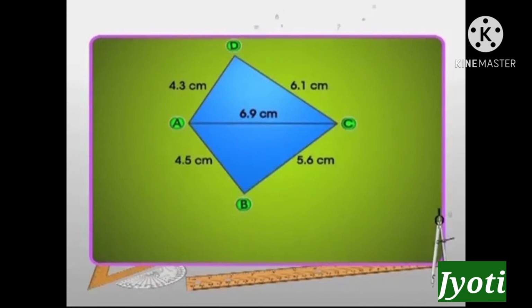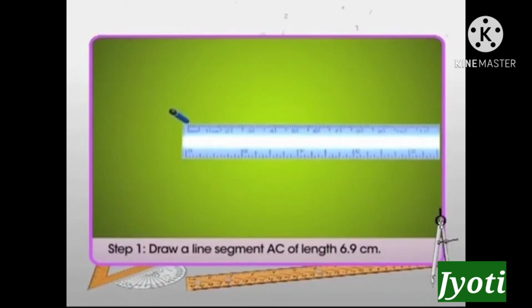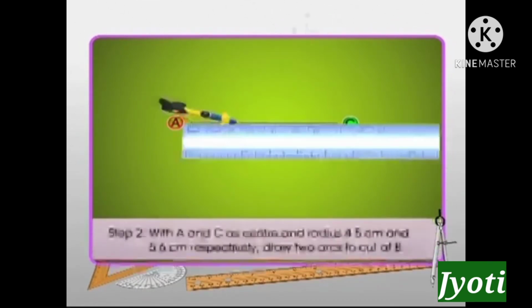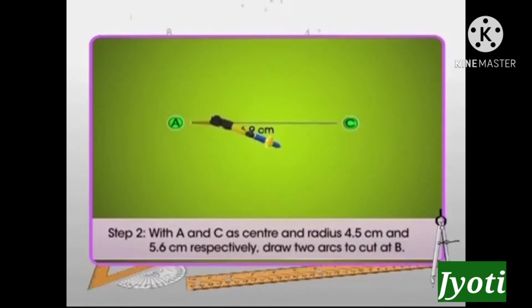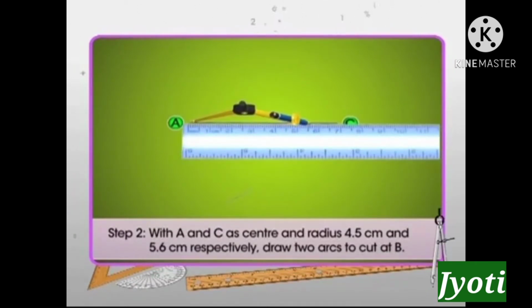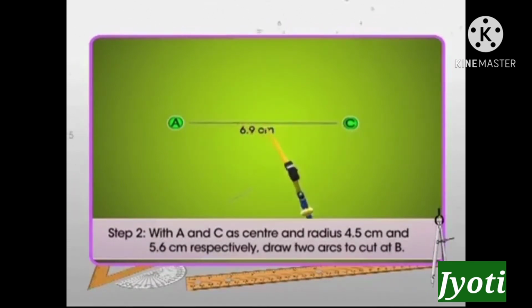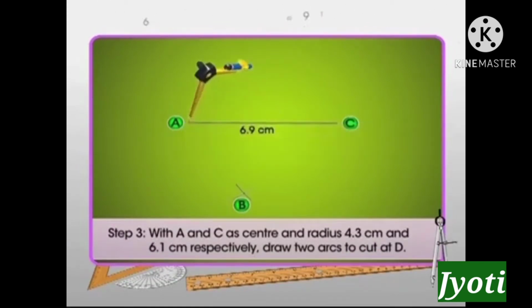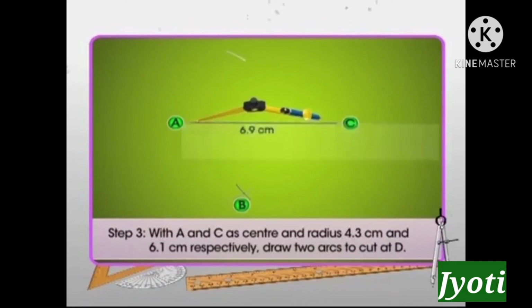Well, here they are. Take the ruler and draw a line segment AC measuring 6.9 centimeters. With A and C as center and radius 4.5 centimeters and 5.6 centimeters respectively, draw 2 arcs to cut at B. Now, taking A and C as center and radius 4.3 centimeters and 6.1 centimeters respectively, draw 2 arcs to cut at D.